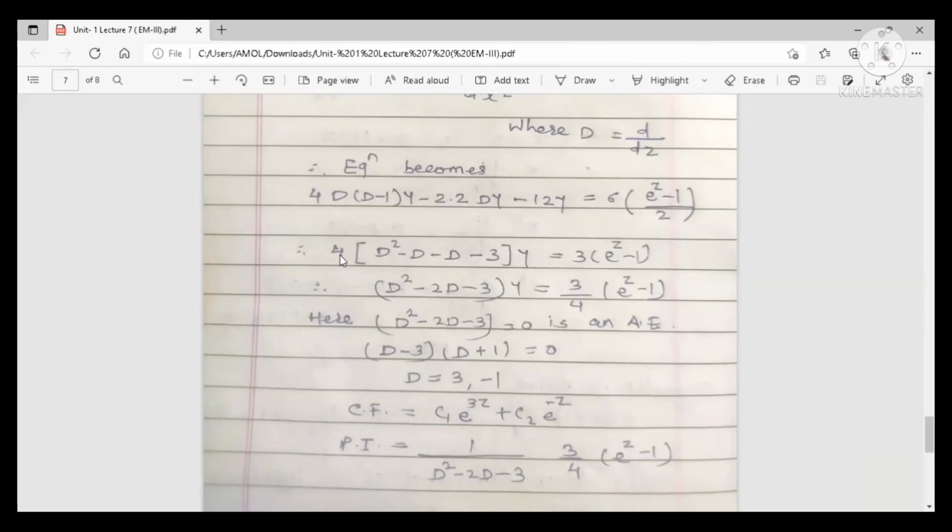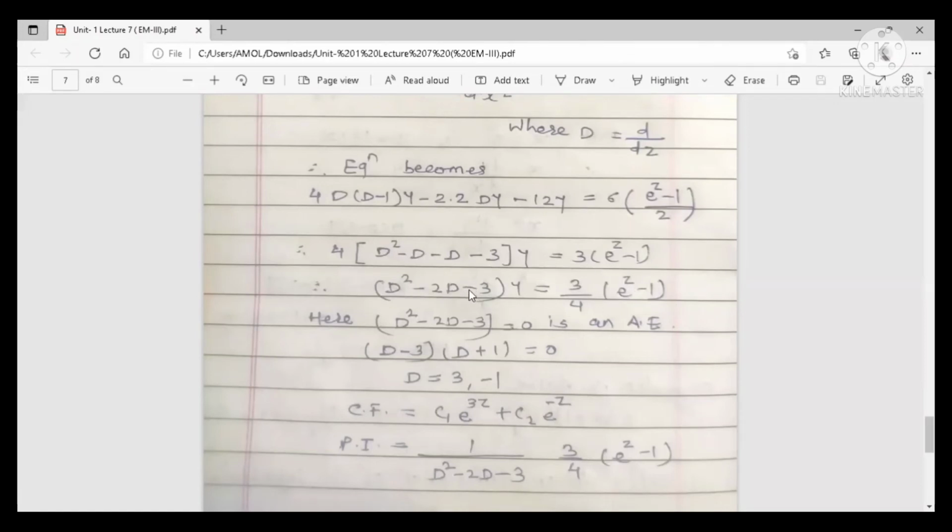Now next, that 4, you transfer this 4 to the RHS. It is in multiplication in the LHS, so if we transfer it, it will go to division. In the RHS, 3 by 4 into e raised to z minus 1. And in the LHS, you solve the bracket term, D square minus D minus 2D. So D square minus 2D minus 3 into y is equal to 3 by 4 into e raised to z minus 1. Okay. So this is nothing but LDE.